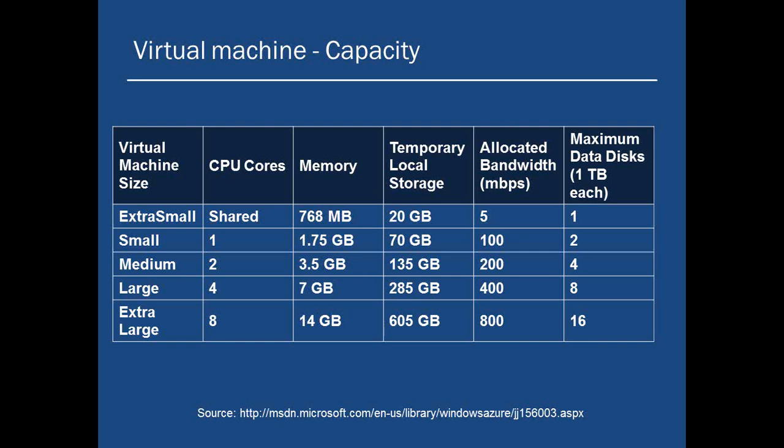So which simply means I can have one virtual machine with 2 cores, 3.5 GB RAM, and then apart from my base OS disk and my temporary disk, I can have 4 disks of 1 TB each. That's the max capacity I can have. So that's pretty much sufficient for an application to host and to store data.